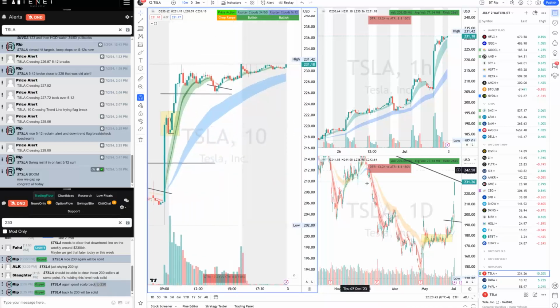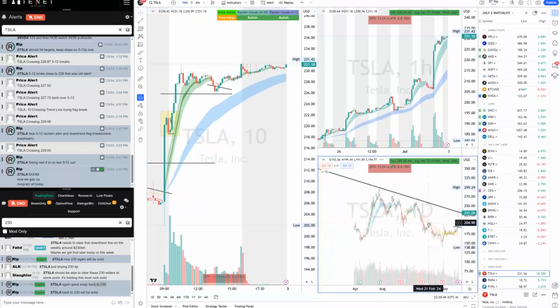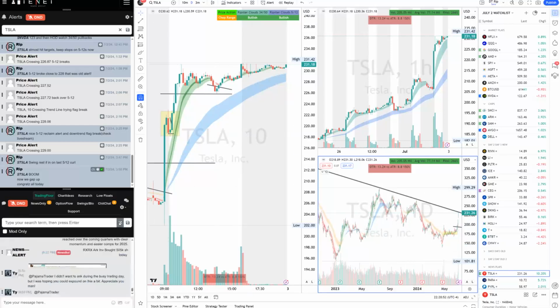It still has potential to move higher. There's a downtrend line. If we break that tomorrow, we might push to 235 or 240. So we'll see how that goes. It's a very short day tomorrow, so it will be interesting.